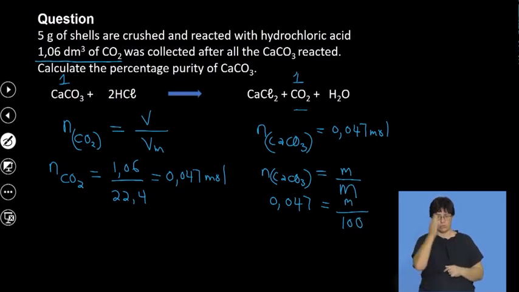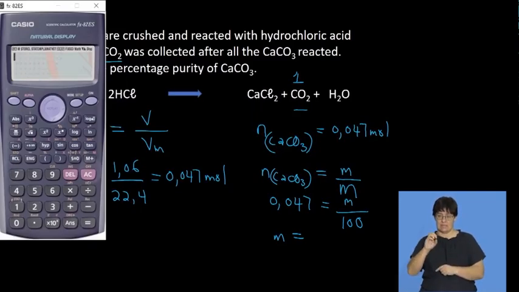Then we want to ask ourselves, of the 5 gram sample, what is the actual mass of calcium carbonate? Because remember, this calcium carbonate is contained in eggshells, which means there are other substances too. So what's the mass of calcium carbonate present in that sample? We go to our calculator: 0.047 multiplied by 100 gives us 4.7.